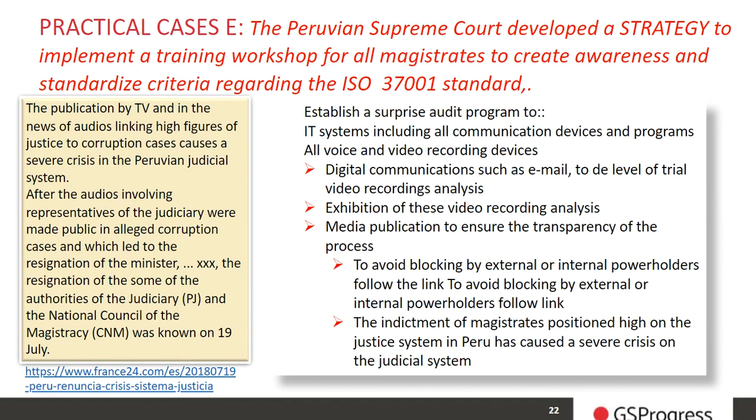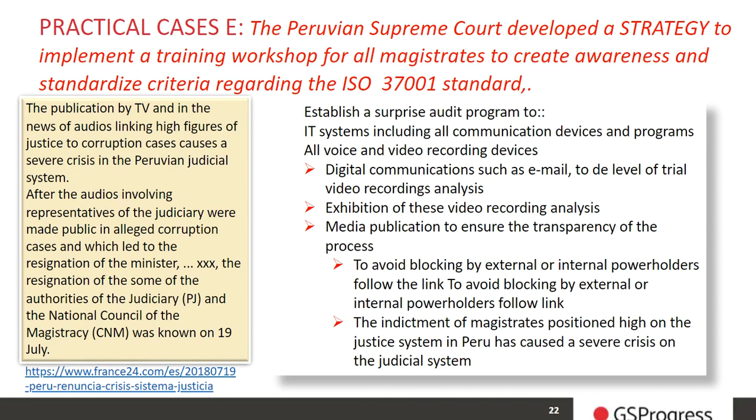So the other one, the indictment of the magistrates in high positions in the justice system in Peru, has caused a severe crisis in the judicial system. You can go into the web page or any newspaper in Peru. You can see the cases. You can download more than 20, 30 cases based on this action that we made.